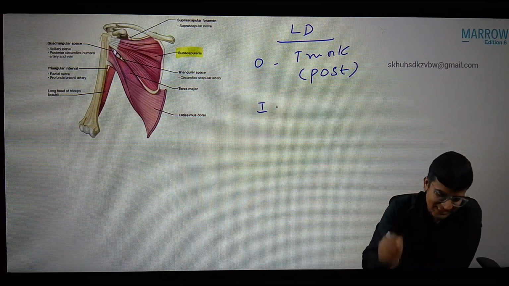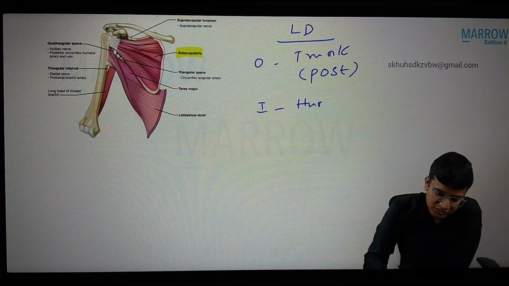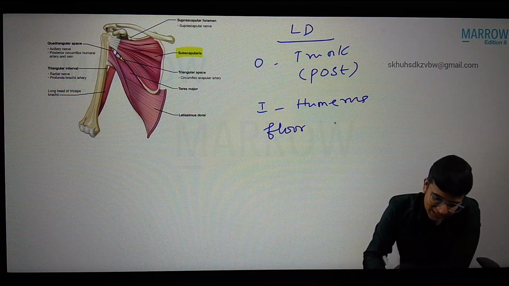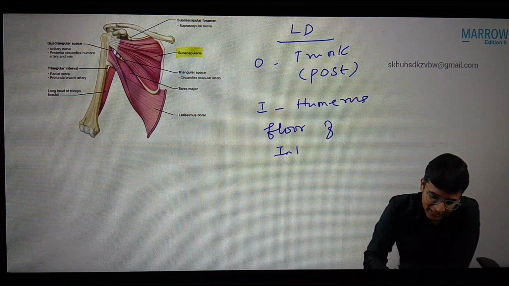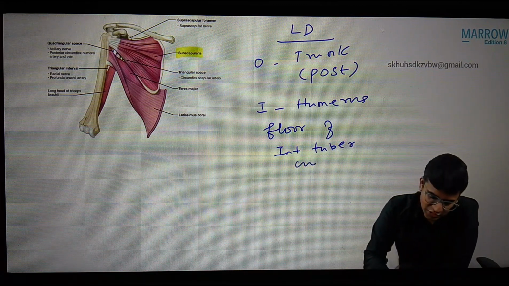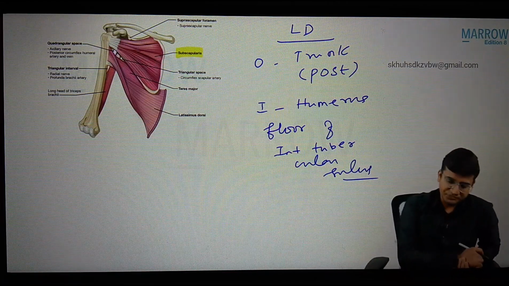Okay. Now insertion. Insertion to humerus bone. Which part, sir? The floor of the intertubercular sulcus. Floor of the intertubercular sulcus, the sulcus between the two tubercles. Yes. Intertubercular sulcus. Fine. Now what is the action?